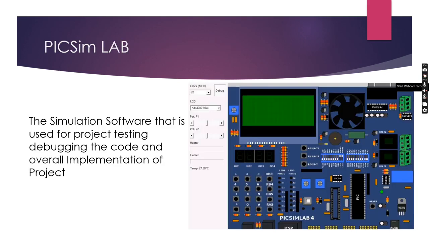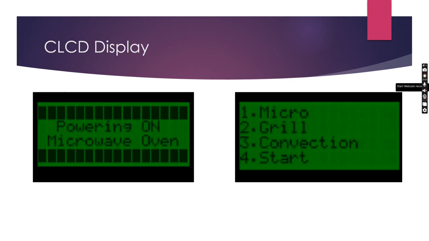We use PiximLab software to simulate our program. It is the simulation software used for project testing, debugging the code, and overall implementation of the project. PiximLab contains the CLCD display here. There is a fan, matrix keypad, buzzer, etc. On the CLCD display we see our output, and we can select modes like micro, grill, convection, and one more mode, that is the start mode.